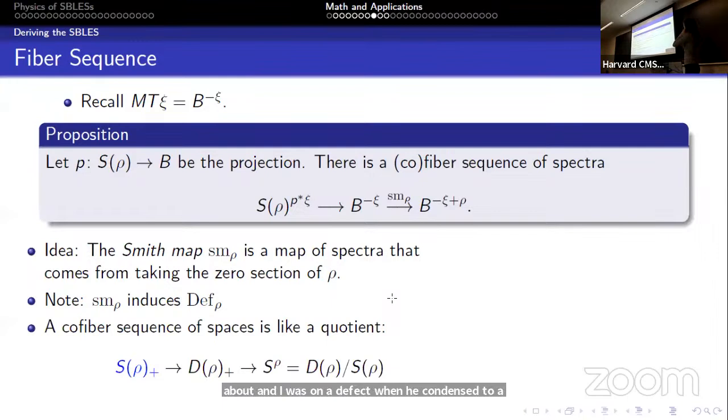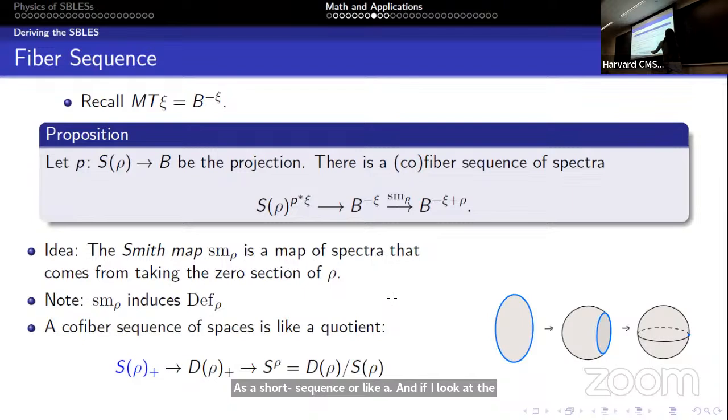Okay, let me just give some quick intuition for why I should think of a cofiber sequence as a short exact sequence or as a quotient. And I have a picture. So if I looked at the sphere bundle of rho, that's going to live at the boundary of the disk bundle of rho.